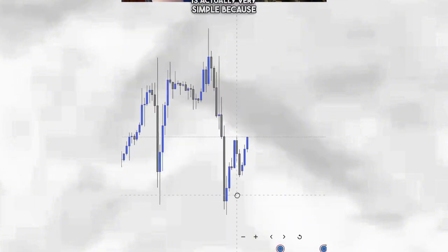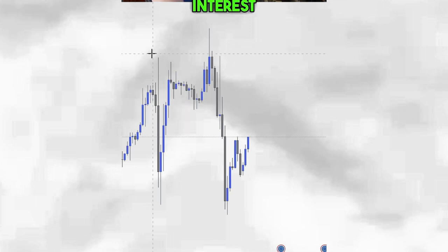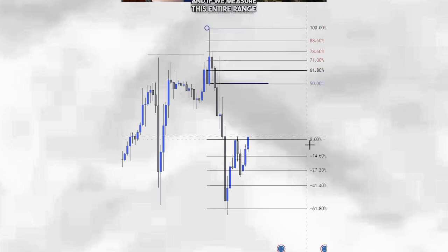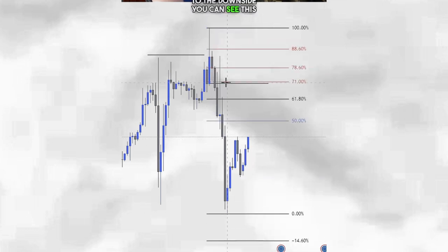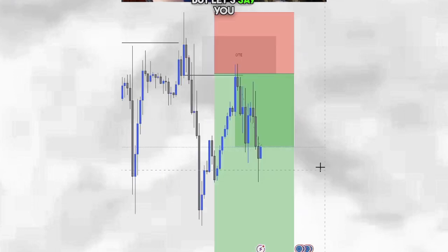Now this entry is actually very simple because we have our point of interest, which is the imbalance I just showed you. We have a liquidity sweep. We have a valid order block right here. And if we measure this entire range to the downside, you can see this order block fits nicely within our optimal trade entry area. But let's say you miss this entry.